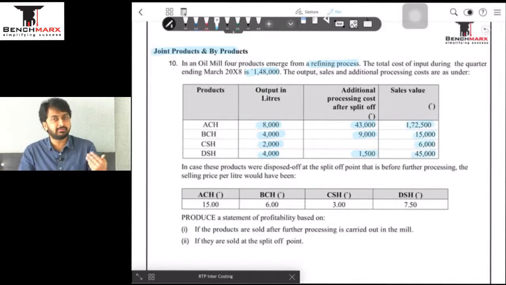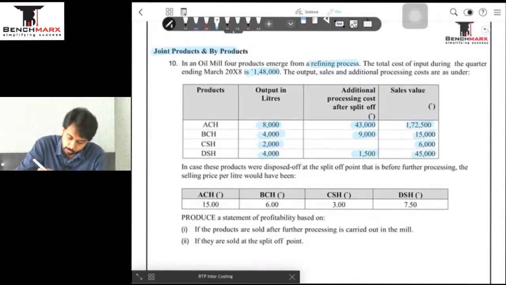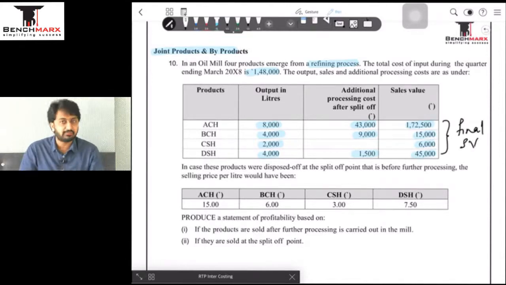Can I say these are my sale value? Yes. Are these sale value at the point of split off or post separation? They are post separation because the table pertains to data for all the things after separation. So obviously these are my final sales value, that is sale value after separation, I mean sale value after processing.